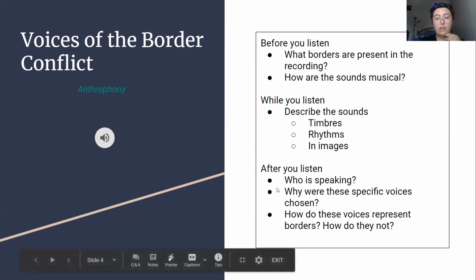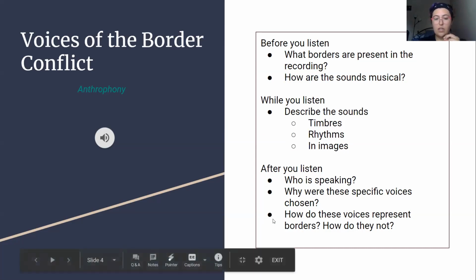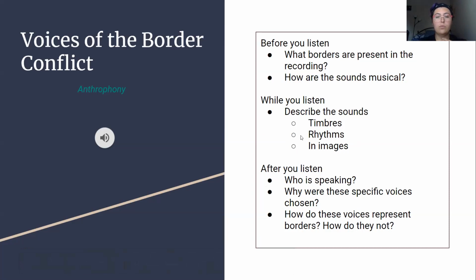The one thing I don't want you to do right now when you listen to this recording is ask who is speaking, why these voices were chosen, and how these voices represent borders. You're just going to think about the physical border, not the representation of the border. And we're going to try to practice this without judgment. So just describe these sounds without trying to prescribe, oh, this rhythm sounds like a child in distress. We're just going to talk about these when you listen.